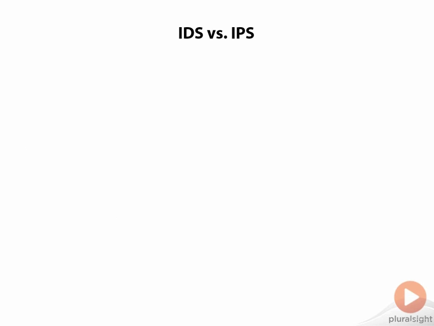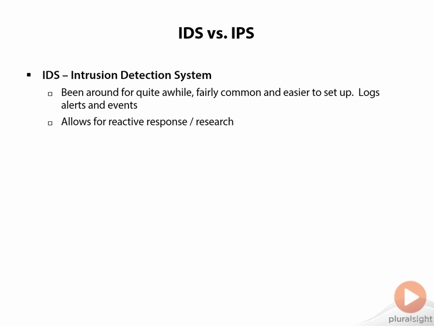Okay, so the difference between IDS and IPS, the network part aside, just generally speaking, we have intrusion detection systems and intrusion prevention systems. IDS has been around for quite a while, it's fairly common, and it's relatively easy to set up. But as you may gather from what we've talked about already, it simply logs, alerts, and records events. So it detects the intrusion, but it doesn't necessarily do anything with it. It may alert an administrator, but it's not going to kick off any preventative measures. It allows for a reactive response and further research into malicious or suspicious activity.